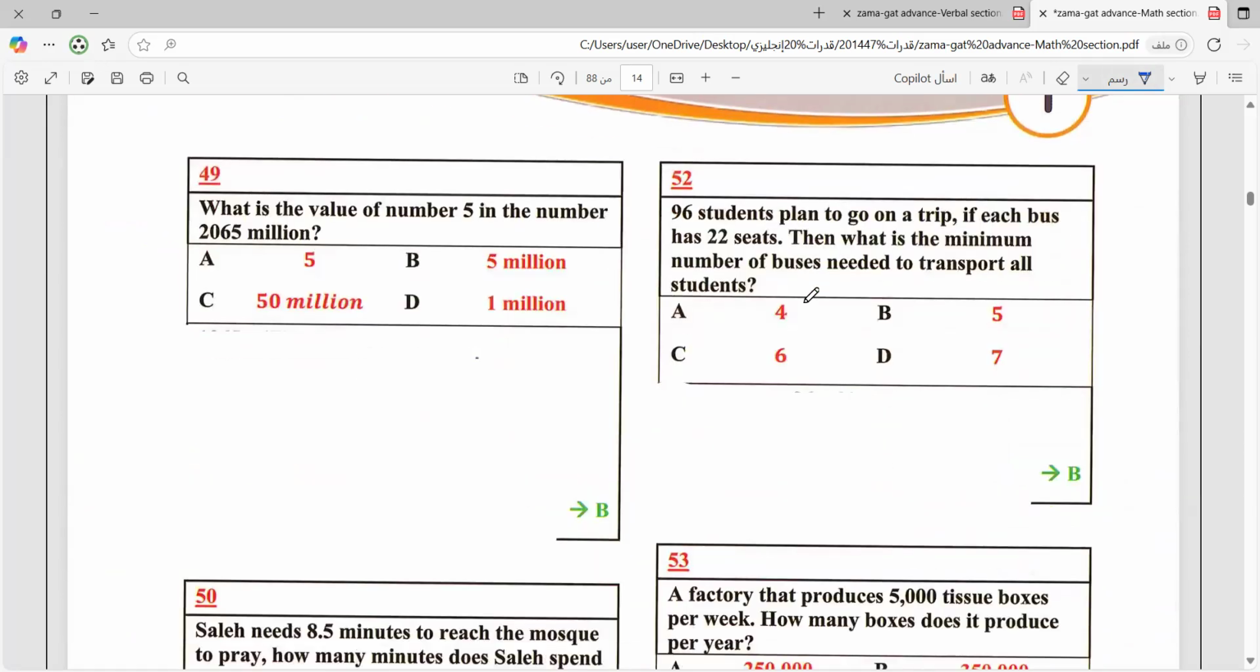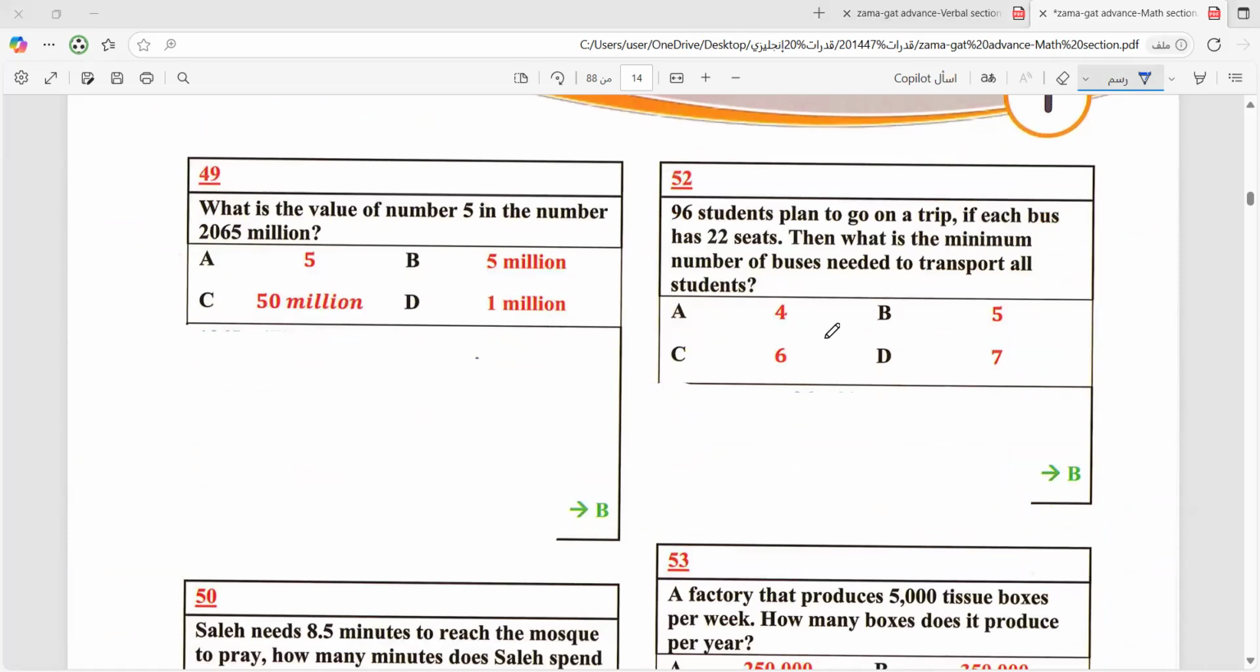Thank you, Yasmin. Okay, now with Abdul Muhsin, we go back. Question 49, Abdul Muhsin. Okay. What is the value of the number 5 in the number 2,065 million?